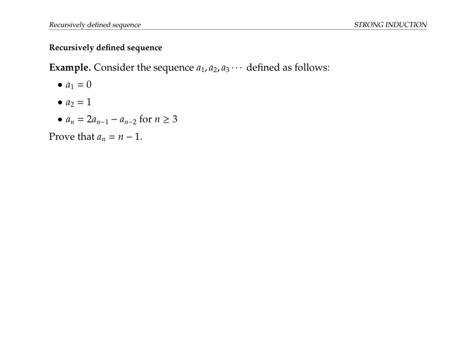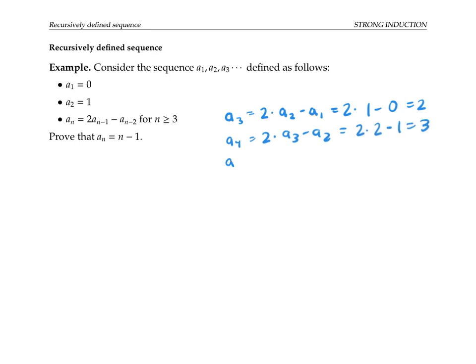Let's look for a minute at a few examples of these numbers. So a3 is going to be defined as 2 times a2 minus a1. Well, we can work out what that is because we know that a2 is 1 and a1 is 0. So this is equal to 2. a4 is 2 times a3 minus a2. Once again, we could work this out: 2 times 2 minus 1, which is 3. And if we keep working these numbers out, we might observe that each a_n is always 1 less than n. It's always n minus 1. So let's prove this observation.